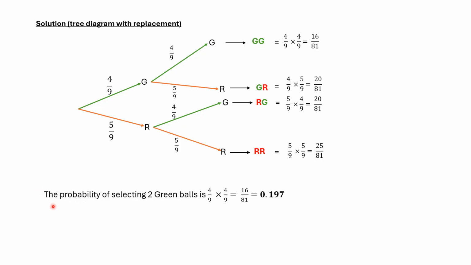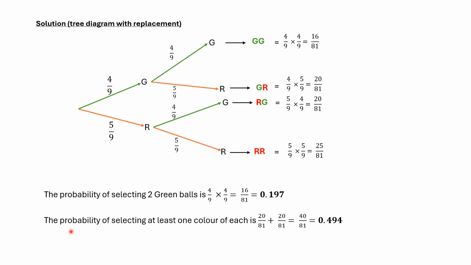Now the first question is the probability of selecting 2 green balls, and the answer is right there, 16 over 81. But you should remember the question is you're selecting a green ball and a green ball, and that is why you can just draw the answer simply from the tree diagram. This is why the tree diagram is very good in answering major probability questions.